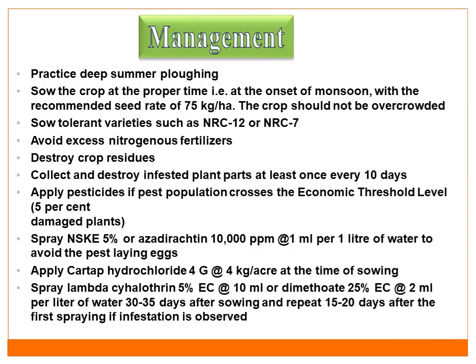How do we manage it? Practice deep summer plowing. Sow the crop at the proper time, for example, at the onset of monsoon with the recommended seed rate of 75 kilograms per hectare, and the crop should not be overcrowded.